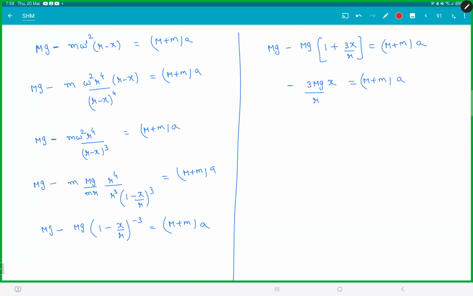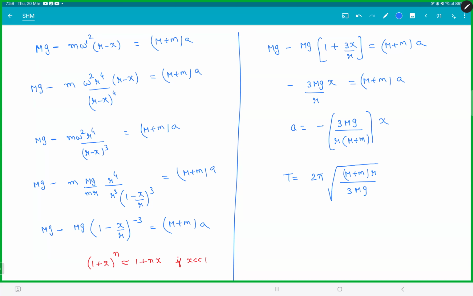Hope everyone remembers the binomial approximation. (1 plus x) whole power n can be approximated to 1 plus nx if x is much smaller than 1. You could have differentiated. You would have got the same thing. I just wanted to show you, nothing much. So we get acceleration is equal to minus 3 Mg by r into (M plus m) into x. There, as usual, SHM will come. The time period will be 2 pi root over (M plus m) into r by 3 capital Mg. Check.